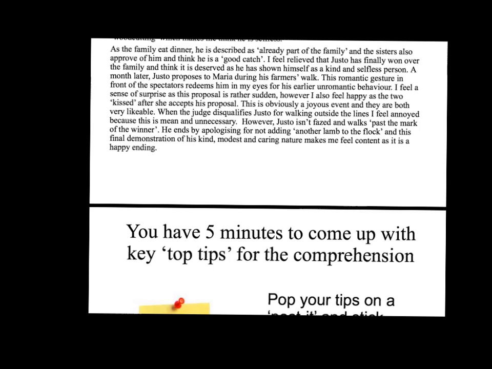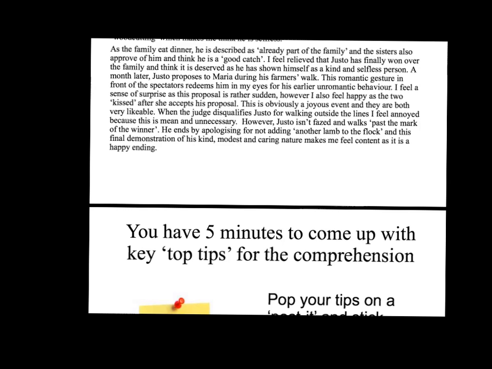If you look at the final paragraph here, as the family eat dinner, he is described as already part of the family, and the sisters also approve of him and think he's a good catch. I feel relieved that Justo has finally won over the family. So that "I feel relieved", that's what we mean when we talk about an engagement with the characters. This candidate has engaged with those characters, and they've almost gone on a journey with this particular character and feel relieved that he's won over the family.